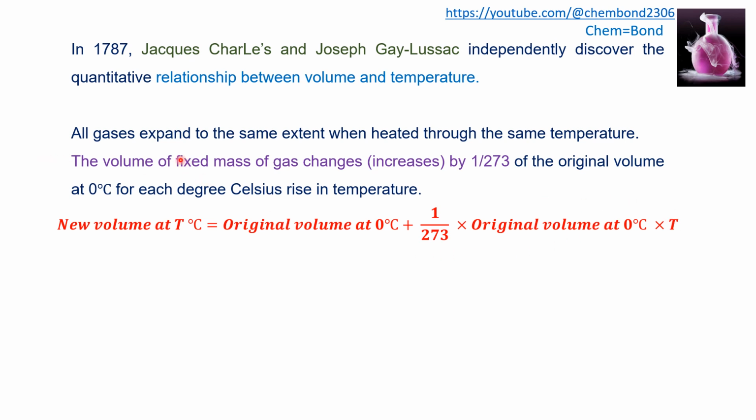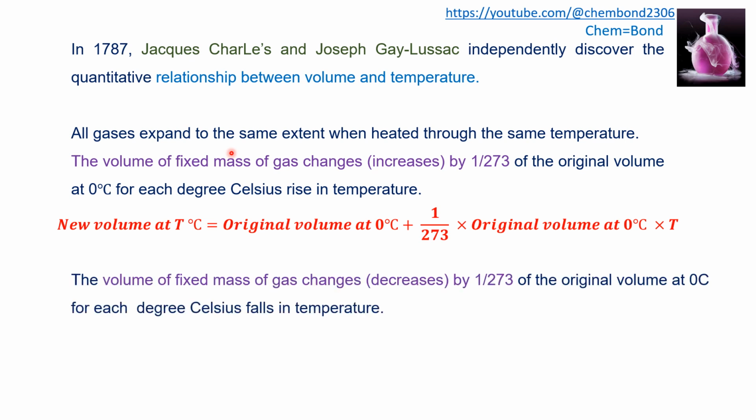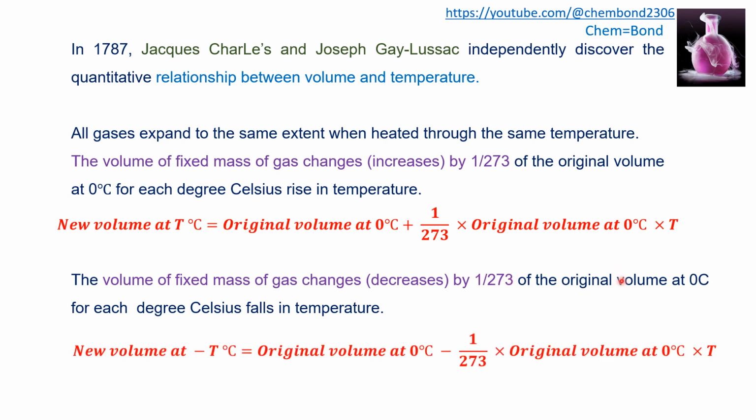The same is observed when the gas is cooled. The volume of a fixed mass of a gas decreases by 1/273 of the original volume at 0 degree C for each degree Celsius fall in temperature. So here the fall in temperature decreases the volume, and that decrease will be 1/273 of the original volume at 0 degree C.